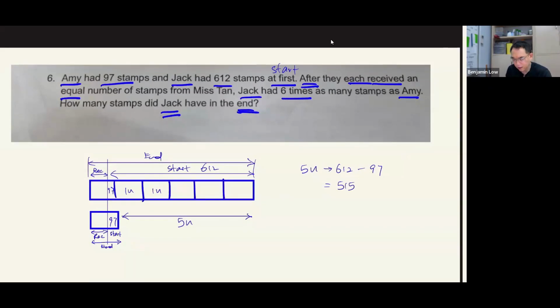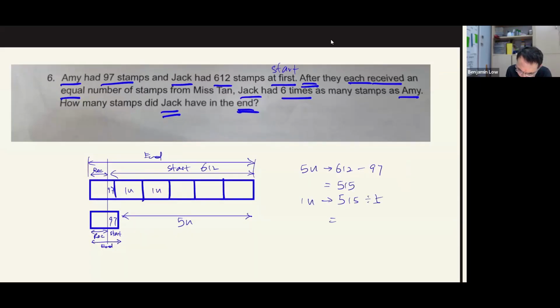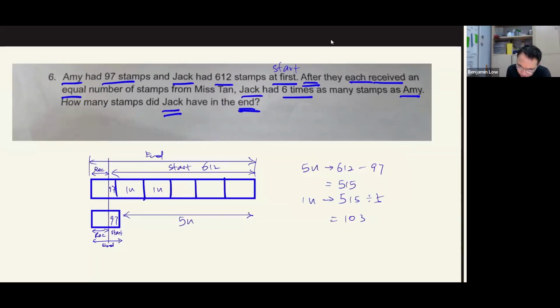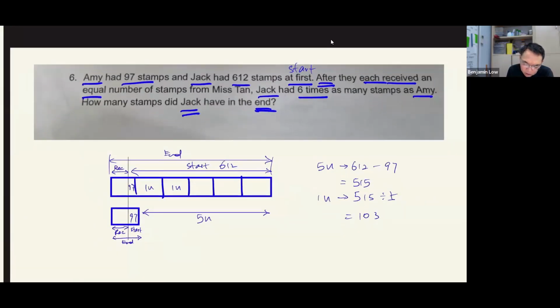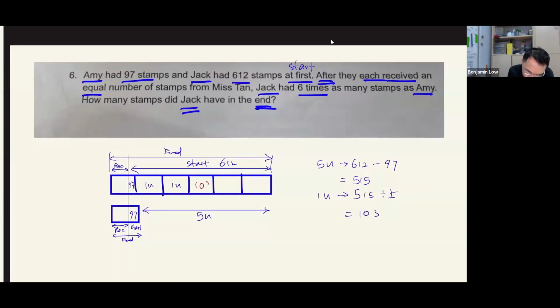You should check this by reversing the working when you're doing your exams. So this one, 1 unit. Wrong. 103. So 103 is 1 unit. Remember what I said in the previous question? You want to write down the information that you got. So this 103 is 1 unit. That means this is 103. Now, if this is 103, then likewise, this is also 103 because this is also 1 unit.